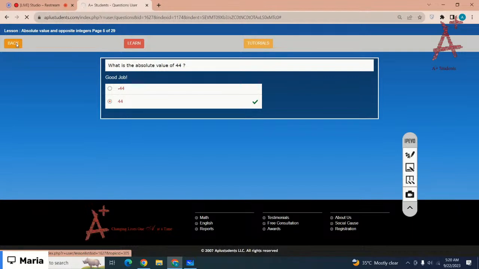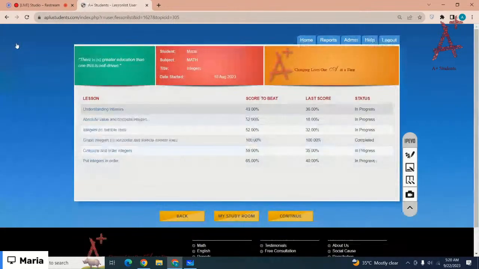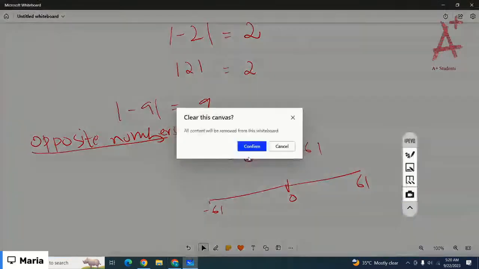Okay, the next lesson is 19 number line. Let me just see which is the next one. The next one is integers on number line, right? And the rest of the lessons are related to number line. So we'll discuss them together and then we'll do the practice questions, right? So we have already discussed a bit of number line, but let's just do it again.